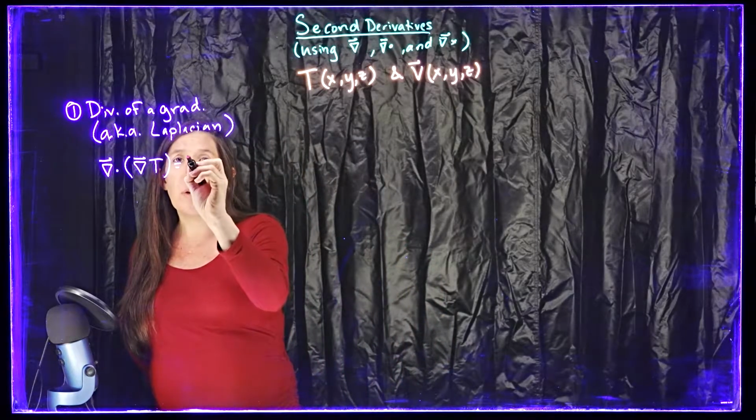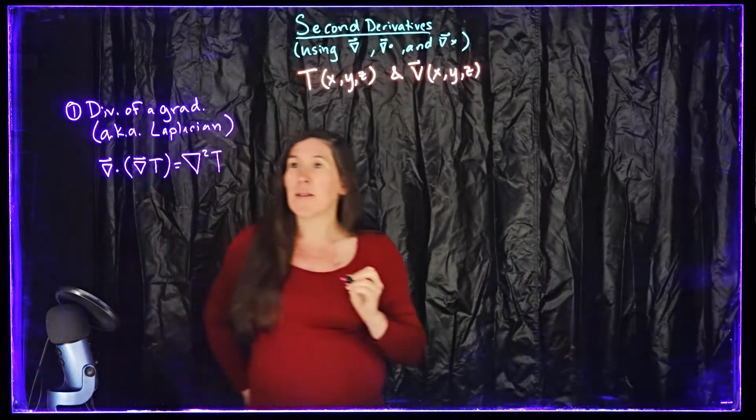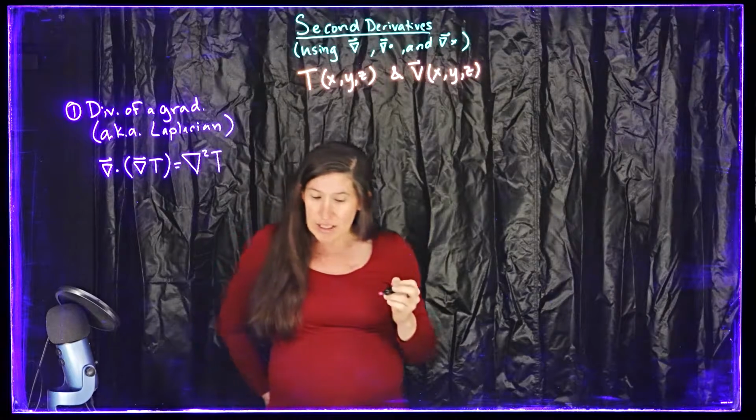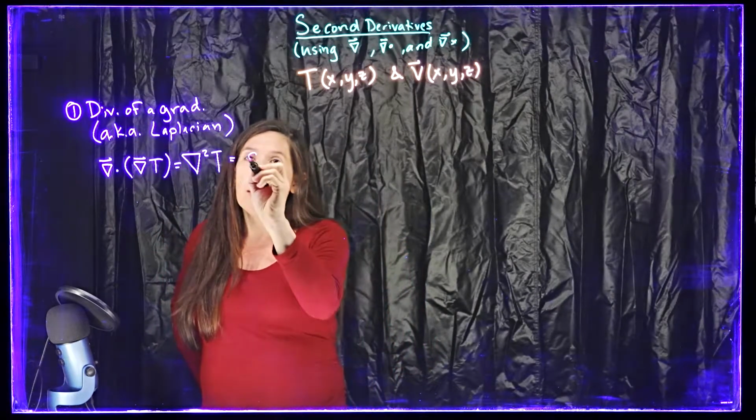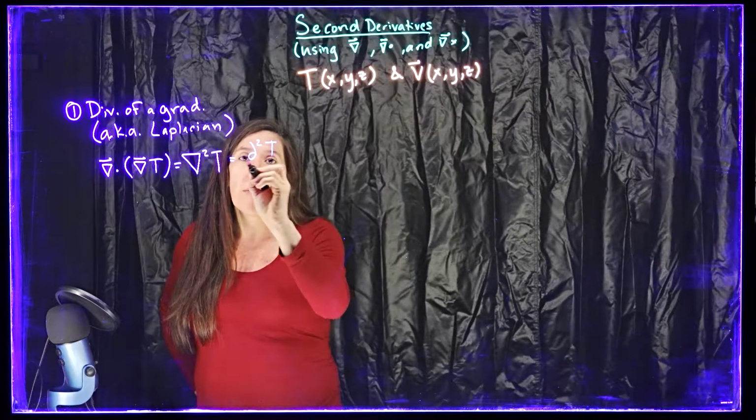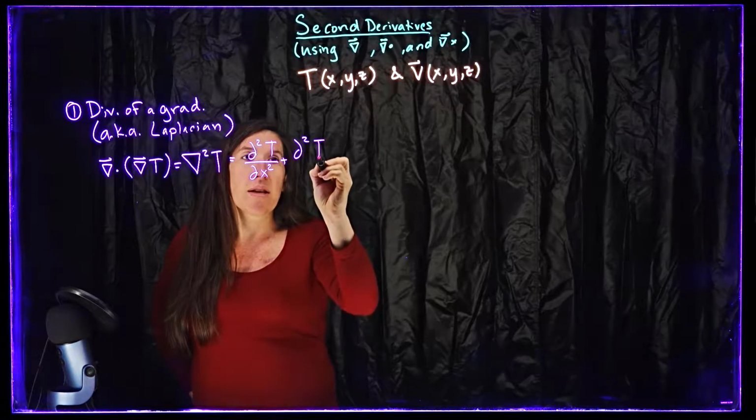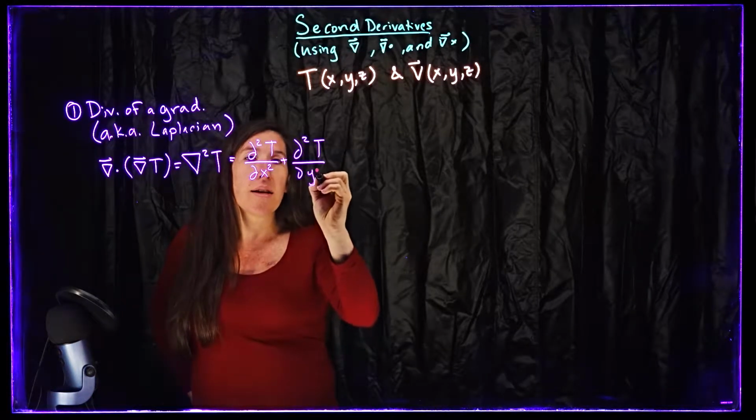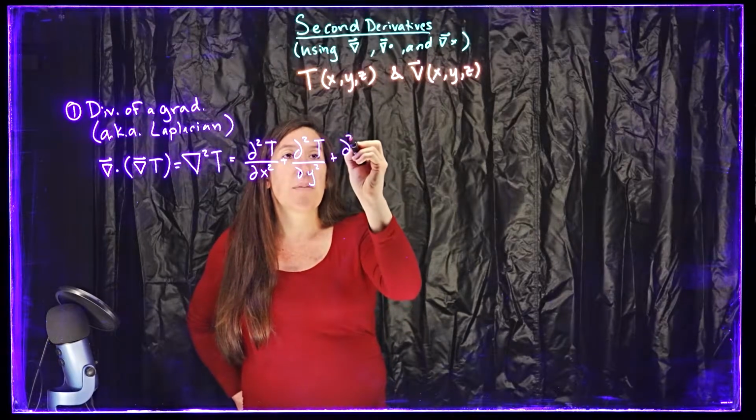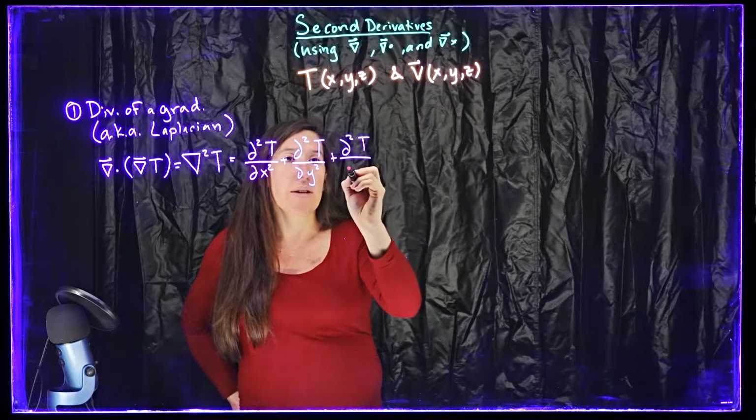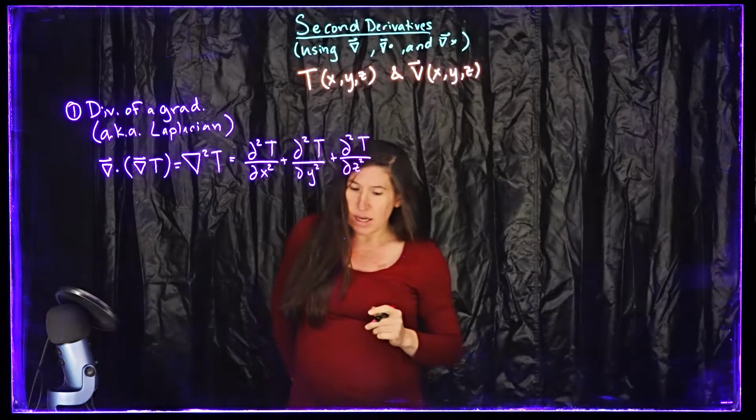This is often notated as del squared T, which is just a shorthand that's very common. And what actually is this? This is just the second derivative of our scalar field with respect to x, plus the second derivative of our scalar field with respect to y. These are all partial derivatives, note, plus the second partial derivative of our scalar field with respect to z. And that's the Laplacian operation.